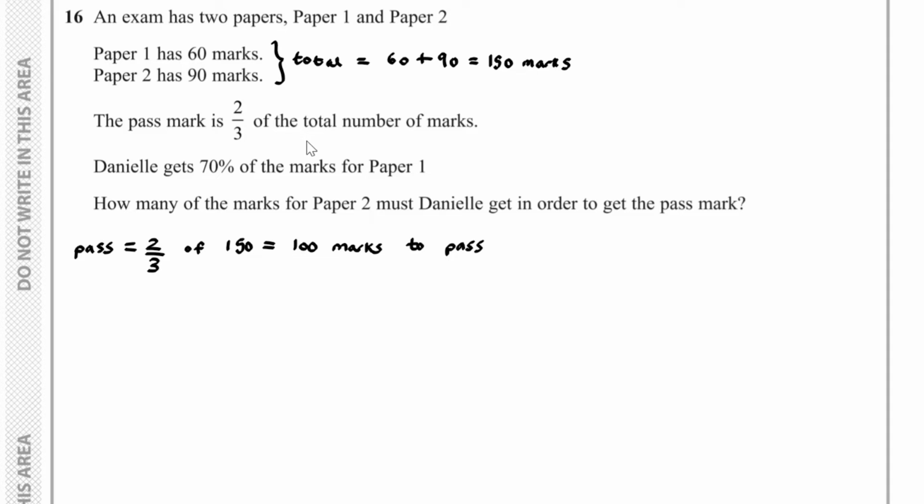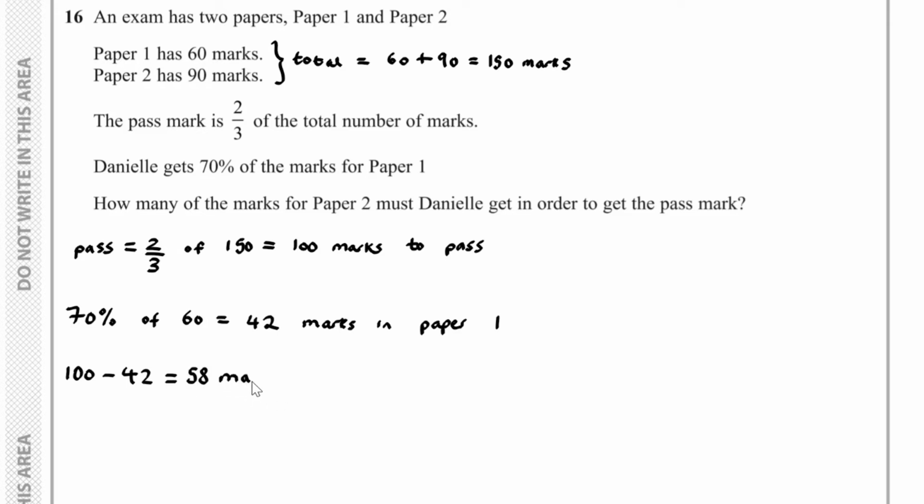So she got 70% of marks in paper 1. So in terms of marks, that is 70% of 60, that's equal to 42. So she got 42 marks in paper 1. We know that we need 100 marks in total to pass, so therefore the number of marks required for paper 2, we have 100 take away 42, which is 58. So she needs 58 marks to pass paper 2.